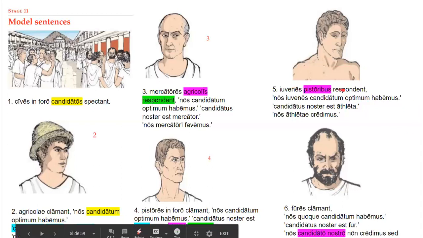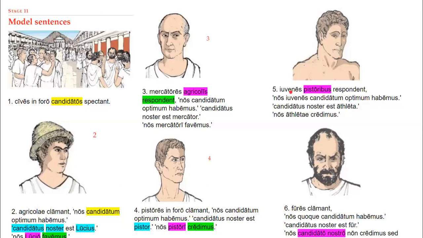Juvenes pistoribus respondent. Nominative subject, third declension. This is a third declension dative plural. Main verb. So the youths to the bakers respond, or the youths respond to the baker. I also love how the youths are depicted as these burly, square and cleft-chinned, shirtless fellows.